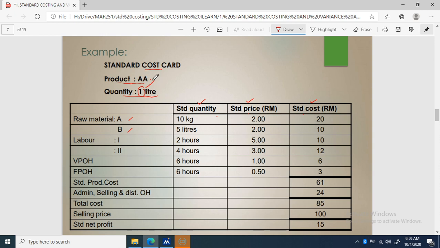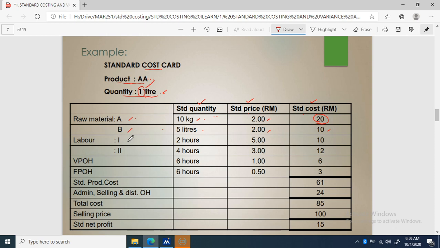So to produce double A, we need raw material A 10 kg. 1 kg of A is 2 ringgit. So to produce 1 liter of double A, standard cost will be 20 ringgit, 10 times 2. Same goes to B. You need 5 liters of B to produce 1 liter of double A. So 1 liter is 2 ringgit. So you have 10 ringgit per liter of double A.